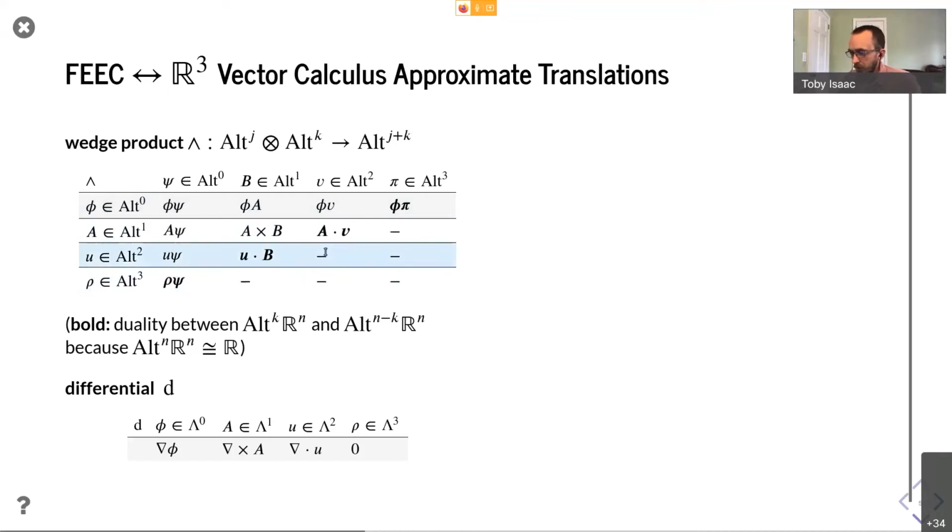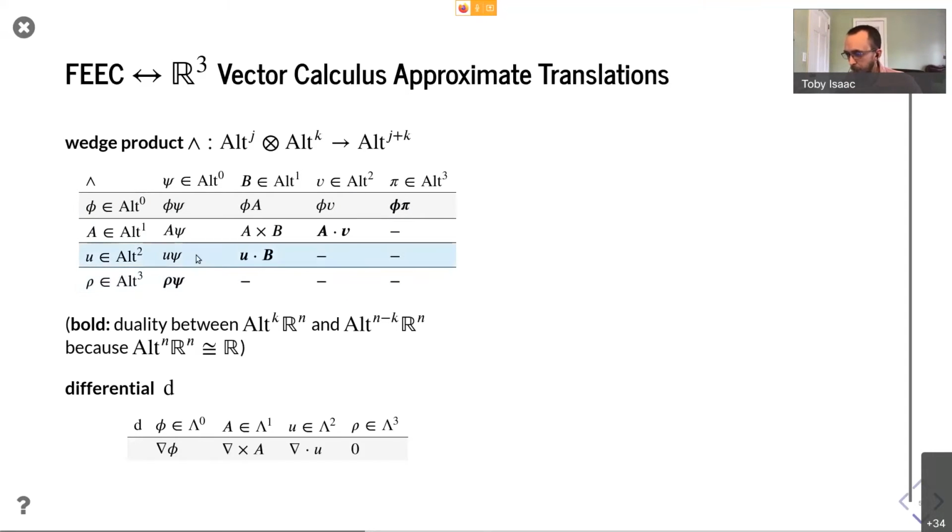And the ones that I want to bring attention to are the ones on this diagonal where j plus k is equal to n. So this is the case where you're taking two forms and you're making a volume form. And so a volume form is equivalent to a scalar. And so these are all examples of a kind of duality. There's a duality between the algebraic k forms and the algebraic n minus k forms. That plays a big role in a lot of what follows.